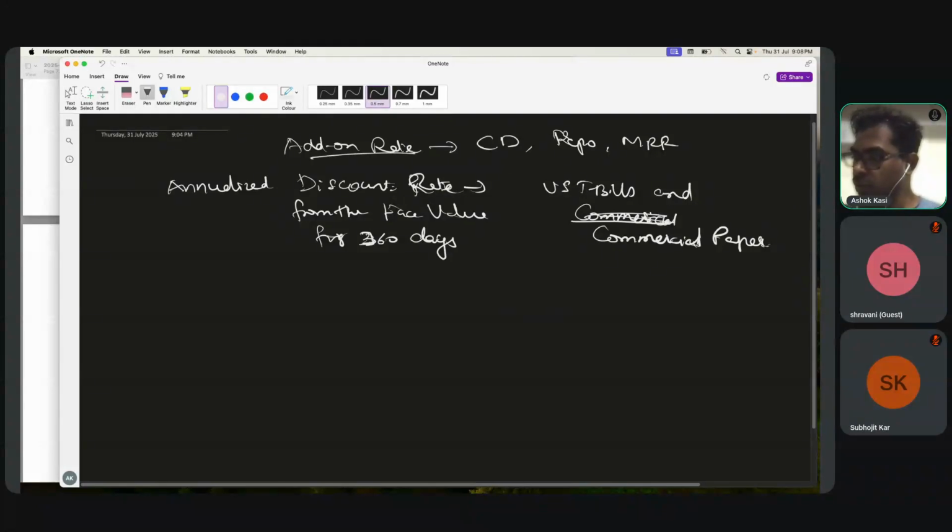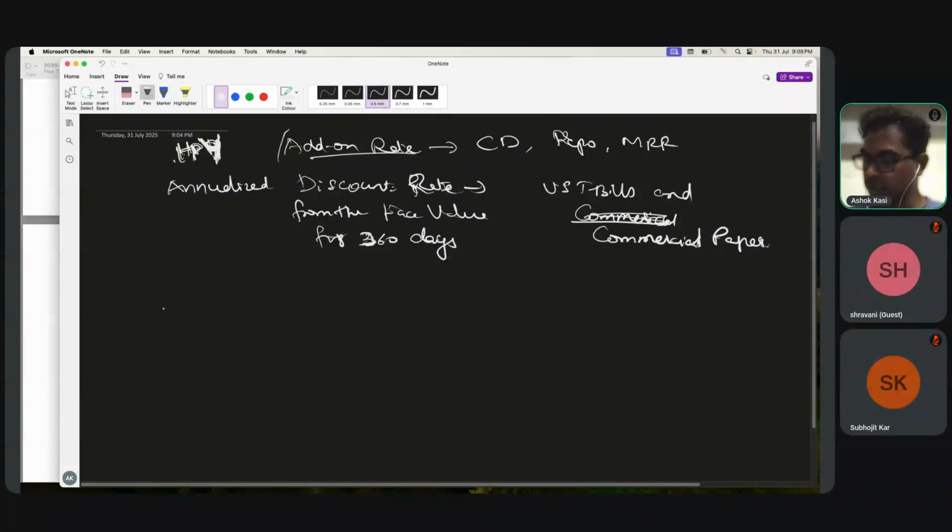So now what is add-on rate? Add-on rate is also called holding period return, or holding period yield. Yield or return, anything you may say. Holding period yield is the term we use in bond. Otherwise, generally it is holding period return. HPY, holding period yield.